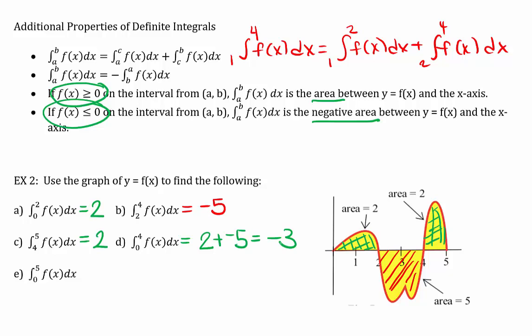And finally, if I want to integrate from 0 to 5, I could add up my integral from 0 to 2, plus my integral from 2 to 4, plus my integral from 4 to 5, and I would get an answer of negative 1.